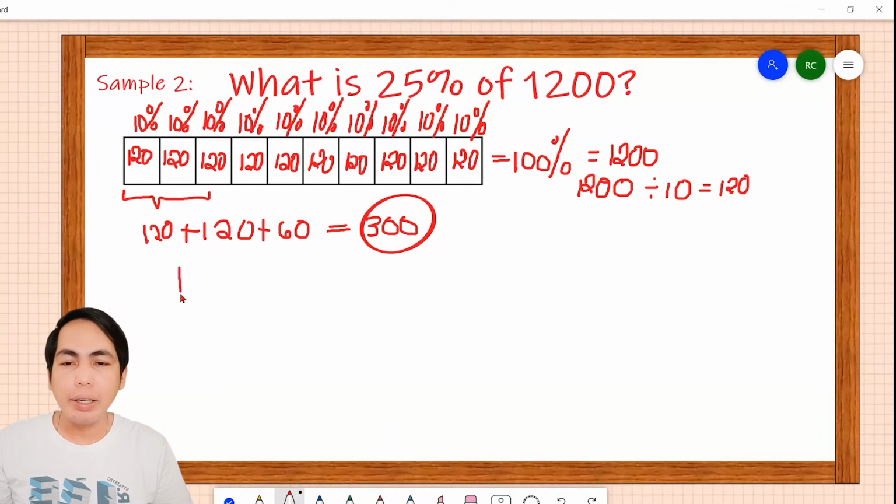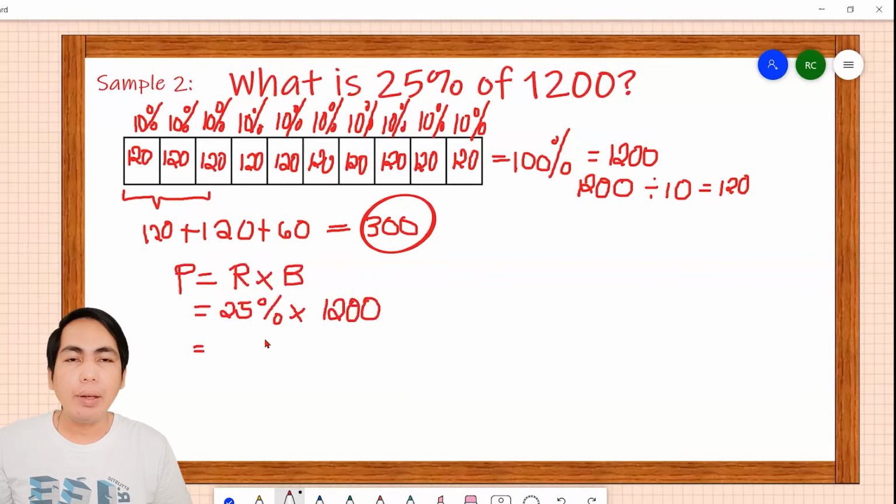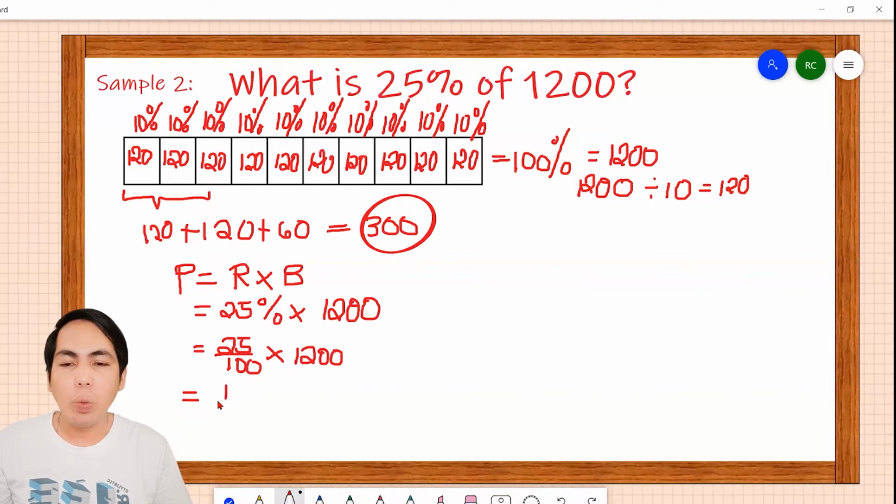If we are going to use our general formula, which is percentage is equal to the rate times the base, we can multiply the rate, which is 25% times 1,200. Now, we can change first the 25% into fraction form. 25% is equivalent to 25 over 100 times 1,200. Or we can reduce the fraction 25 over 100 into 1/4, since 25 and 100 can both be divided by 25, since 25 is the GCF of 25 and 100, to give us 1/4 times 1,200. So 1/4 times 1,200 will give us 300.